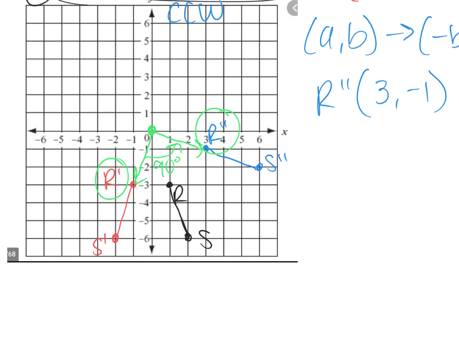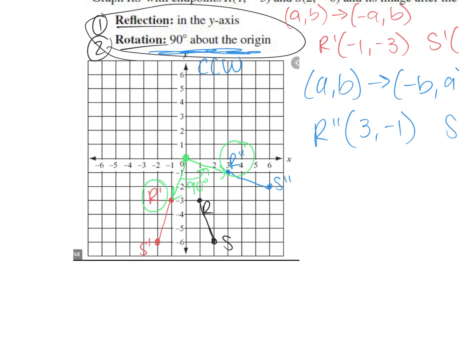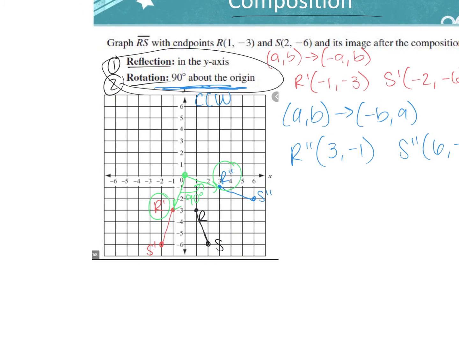If the rotation's second, that's the second transformation. You're going to end up at R double prime, but you must start at R prime, not from R. Got it? Because what happened between R and R prime, guys? A reflection, yeah. Wait, so this one was 90 degrees? Yes. Okay.